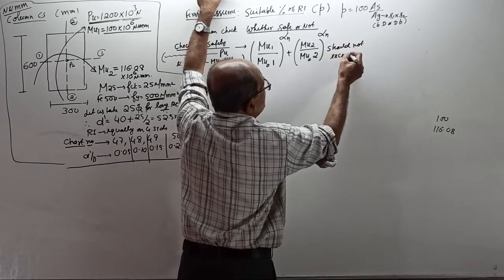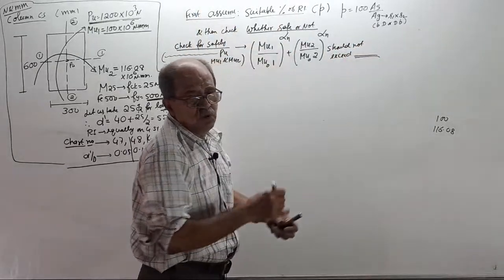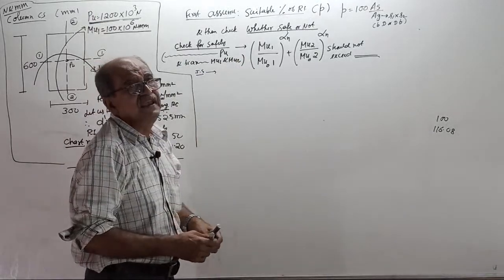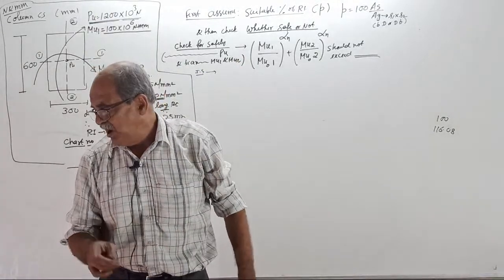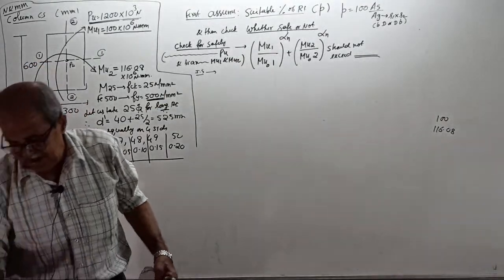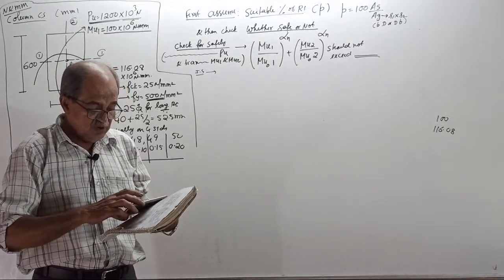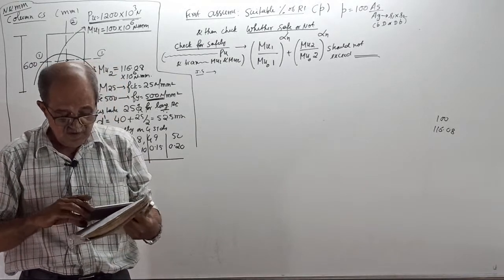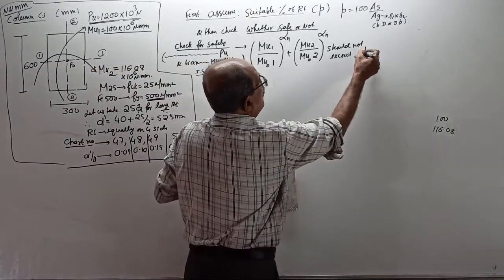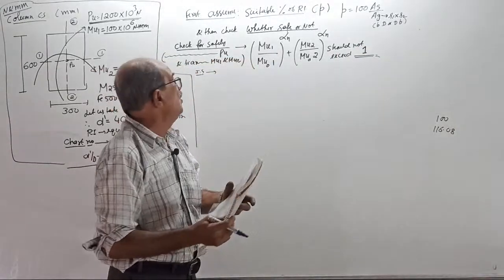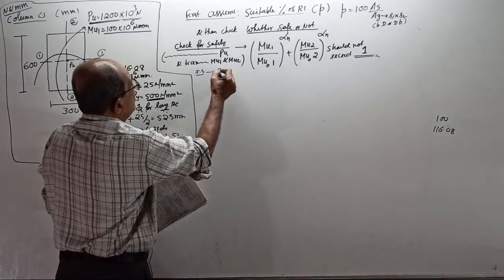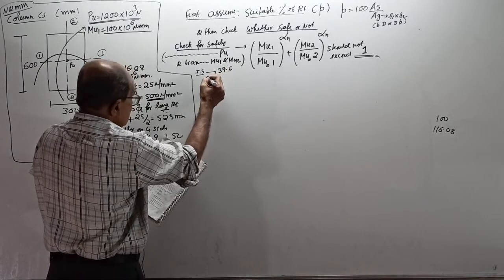Should not exceed, anybody can tell? See the IS code, I will tell you the page number, but there you can see some other symbol. I make the symbol as per my convenience. Anybody can tell me the answer? Should not exceed how much? That ratio should not exceed 1. Okay, should not exceed 1. Now, the IS code page number is 71, class number 39.6.